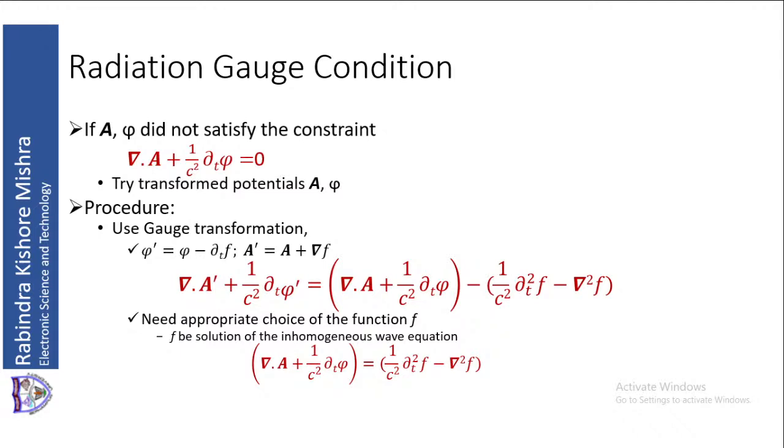That gives us divergence of A plus 1 upon c square dot T phi is equal to 1 upon c square dot square T f minus del square f. Now you look at the first equation and the last equation. The first equation says that the constraint is not satisfied. This is not equal to 0, and using the Gauss transformation we now see that the left hand side is not equal to 0, but is equal to 1 by c square dot square T f minus del square f, that is, the right hand side now.